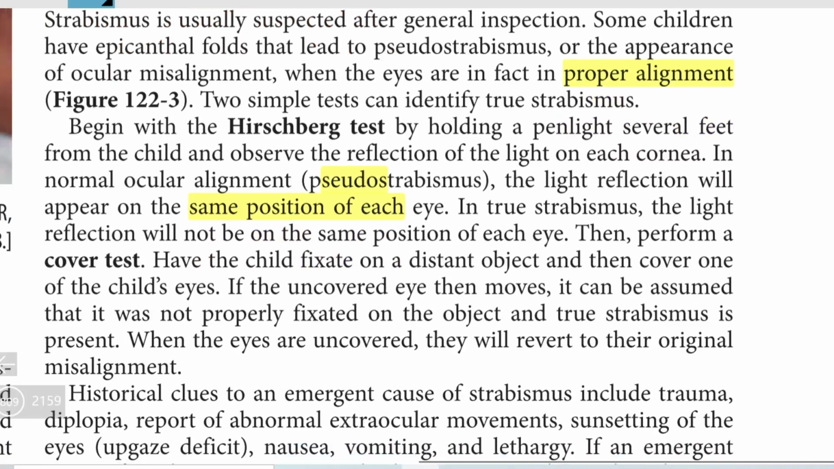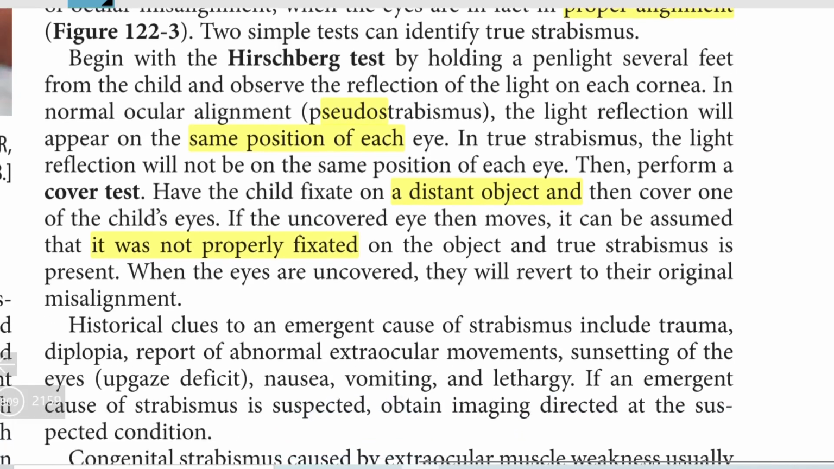Then we have to perform the cover test. We must have the child fixate on a distant object and then cover one of the child's eyes. If the uncovered eye then moves, it can be assumed that it was not properly fixated on the object and true strabismus is present. When the eyes are uncovered, they will revert to their original misalignment.